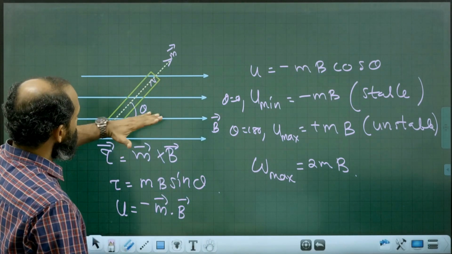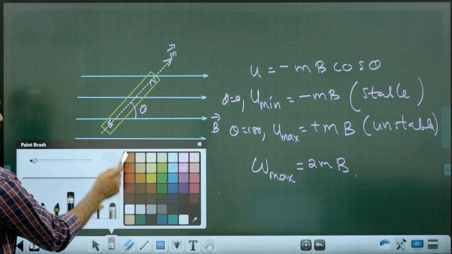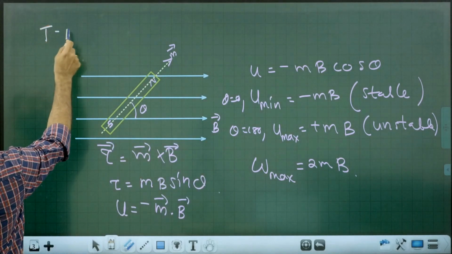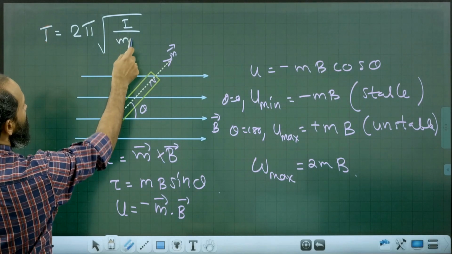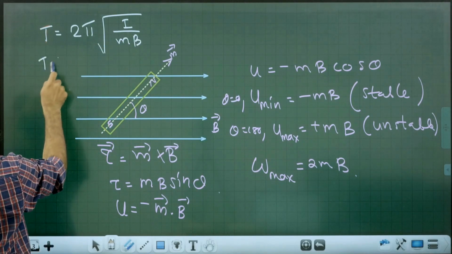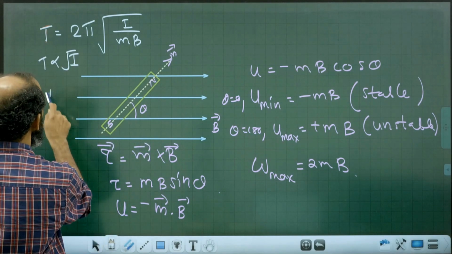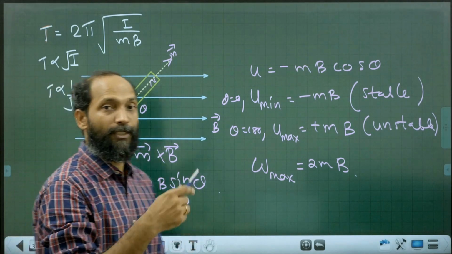Now, this magnet you slightly disturb and leave, it will execute simple harmonic oscillations. For small oscillations, the time period can be measured as 2 pi root I divided by mB. So T is proportional to square root of I, where I stands for moment of inertia. T is proportional to 1 by square root of magnetic dipole moment of the magnet.